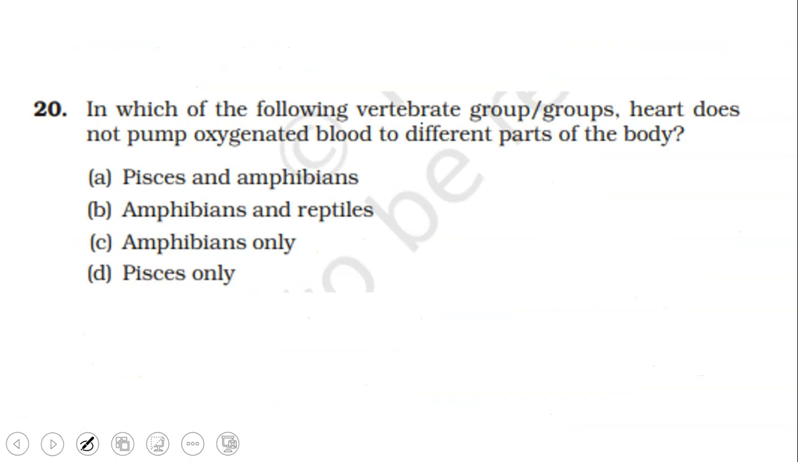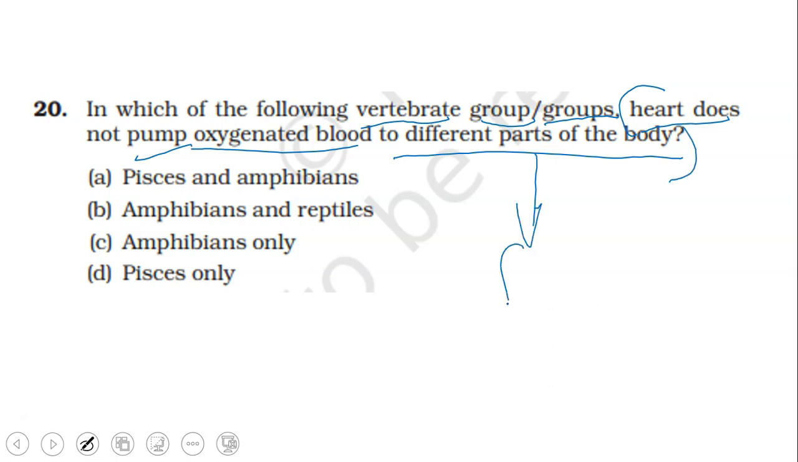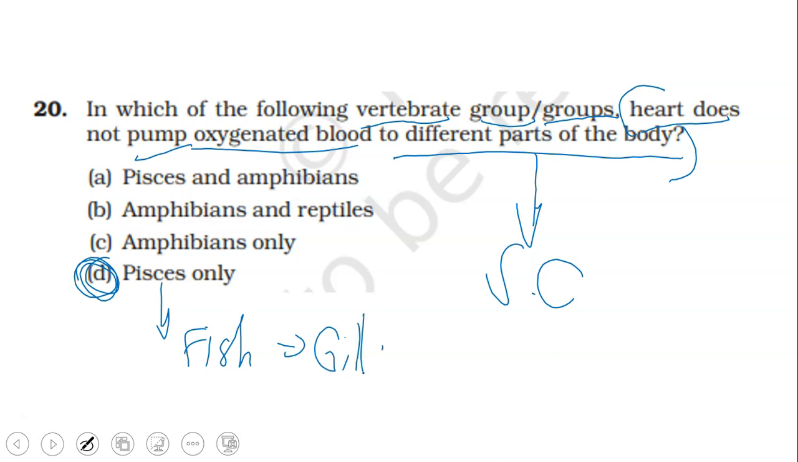20th question. Which group's heart does not pump oxygenated blood to different parts of the body? If the heart does not pump oxygenated blood to different parts of the body, that's referring to single circulation. So the answer is Pisces only. Pisces means fish, and we know that due to the presence of gills and their low energy demands, they do not need to pump oxygenated blood to different parts of the body. That is, they do not have double circulation.